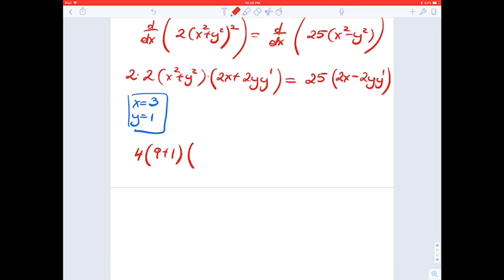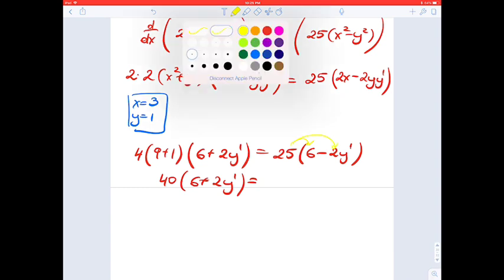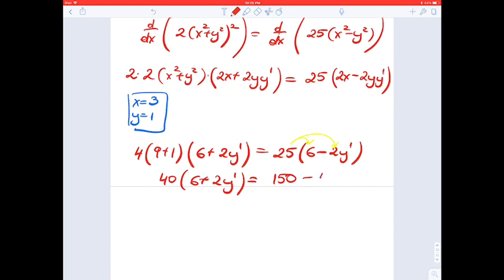And then 2 times 3, 6. 2 times 1 is 2, y prime. Okay. 25. 2 times 3 is 6. 2 times 1 is just 2, and y prime. And 9 plus 1 is 10. Times 4, 40. Okay. And I can possibly distribute 25. 25 times 6 and 25 times 2, negative 2. 25 times 6 is 150. Minus 2 times 25 is 50, y prime.